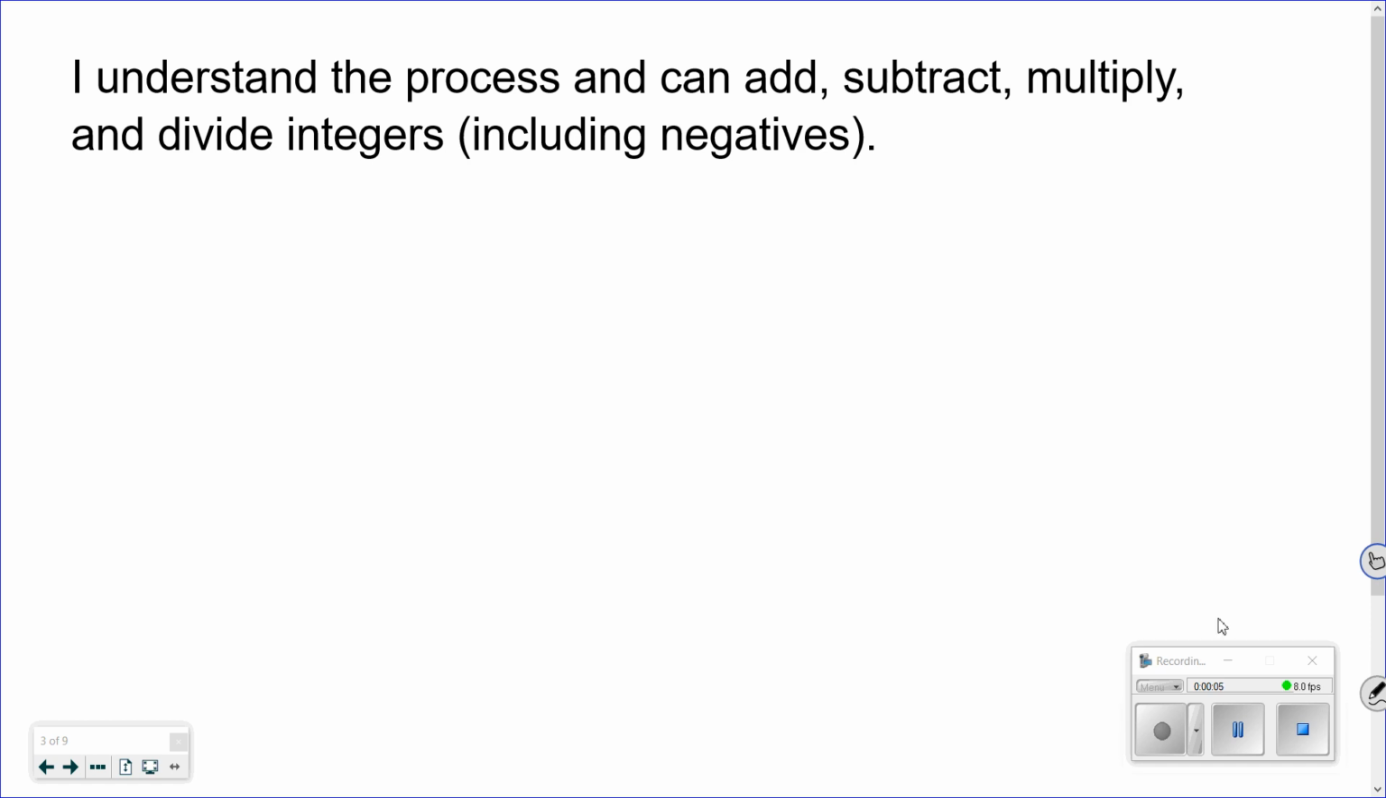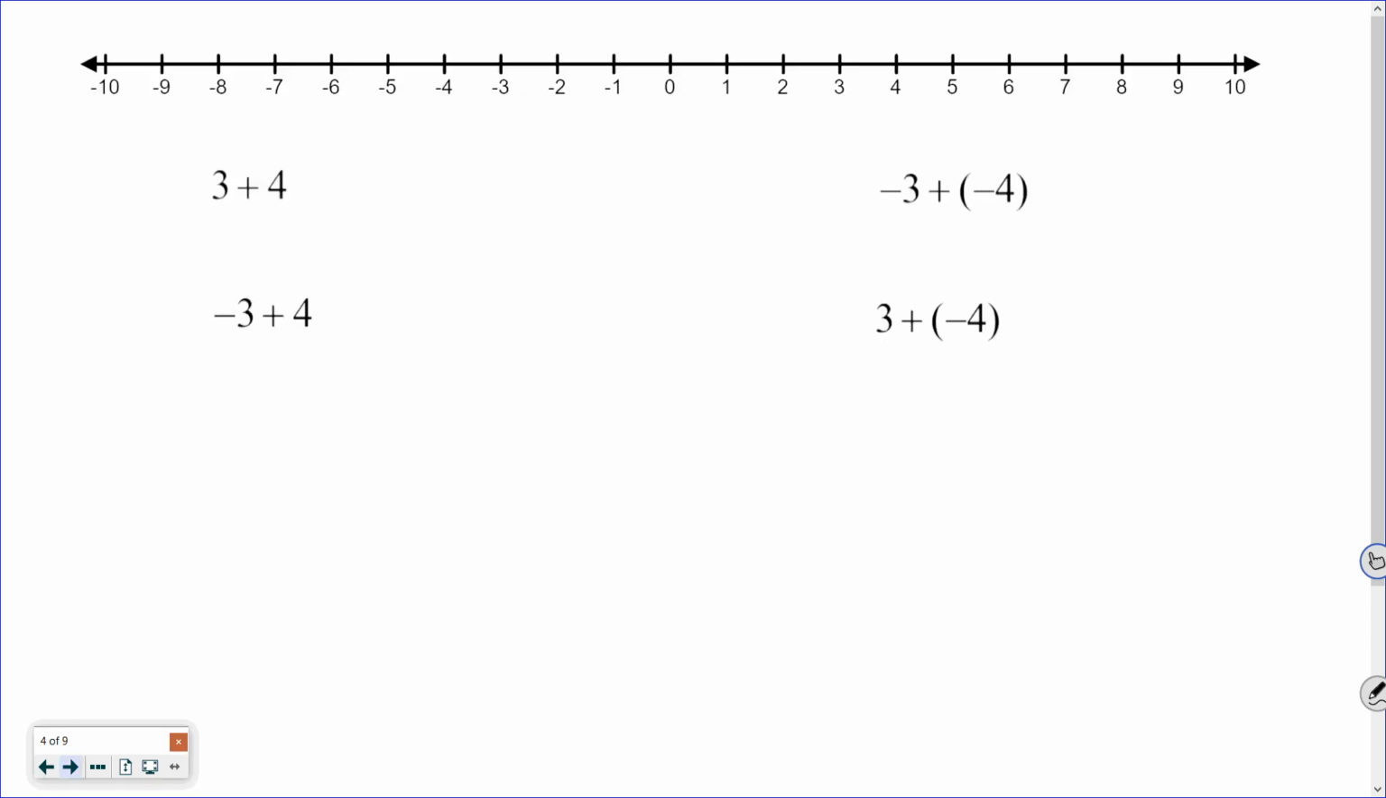Our learning goal for 0.3 is that we can understand the process of adding, subtracting, multiplying, and dividing integers, including negatives, and that we can actually do it. So we're going to start with adding and subtracting. To help us understand it, I just want to look at a couple different models. So one way is we can think of a number line.